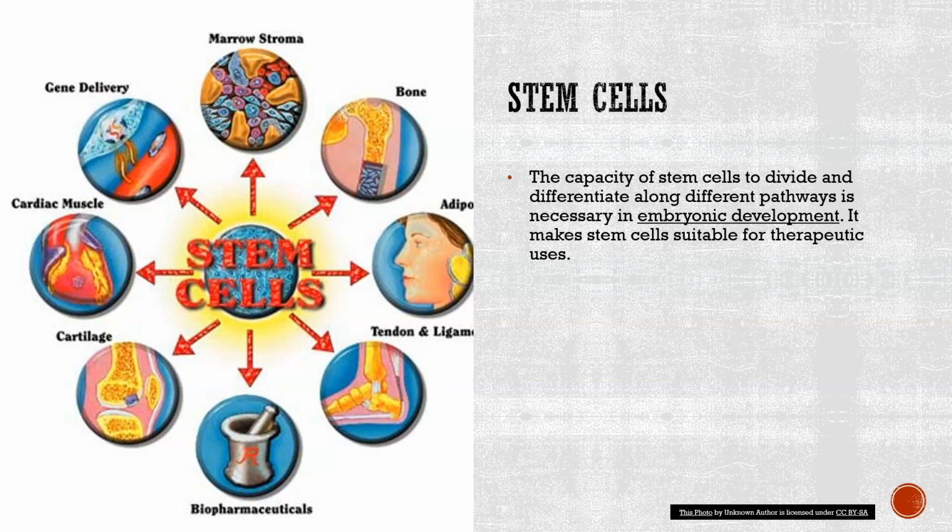Okay, so the capacity of stem cells to divide and differentiate along different pathways is necessary in embryonic development. It makes stem cells suitable for therapeutic uses. So basically what this is saying is, for embryos to develop, stem cells are vital because it depends what functions are required in the embryo development for which cells need to be made at which times.